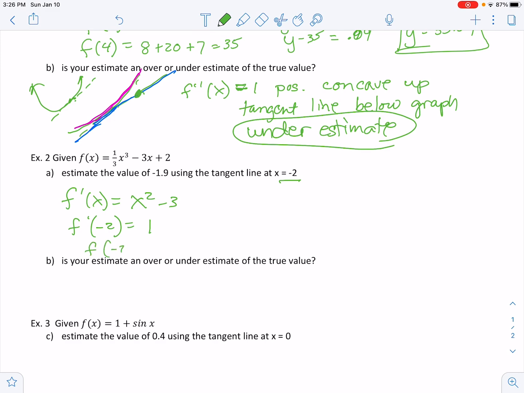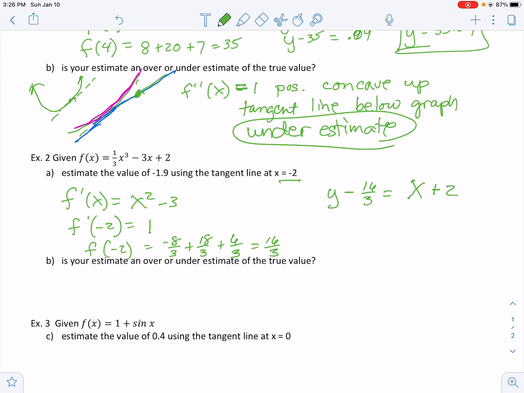F of negative 2 is what? Negative 8 thirds, that's ugly, plus 6 thirds, 6 times 3 is 18, plus 18 thirds, plus 6 thirds. So you get 10 thirds, that's 16 thirds. That's ugly, didn't mean to. All right, y minus 16 over 3 equals, what's my slope? 1. So x minus a negative 2. So this one's just a little bit ugly, but you still can get an answer.